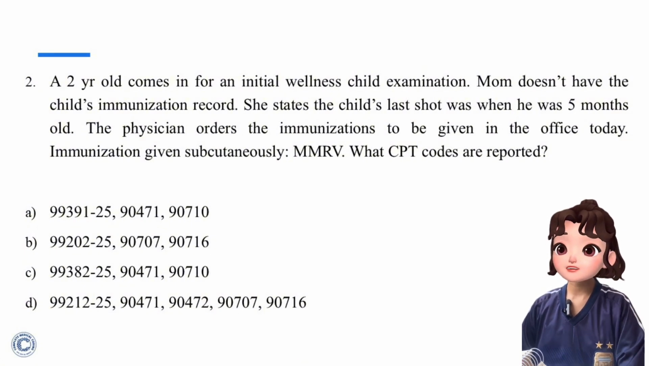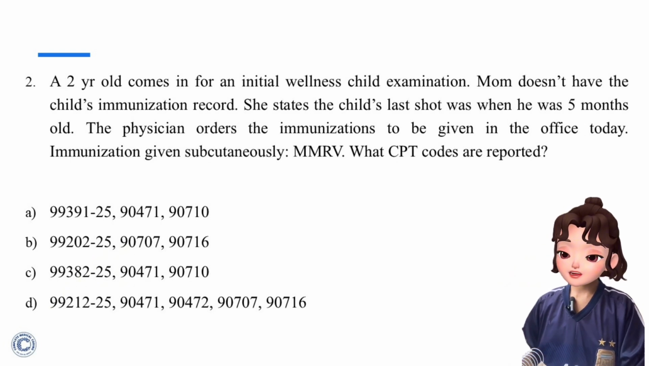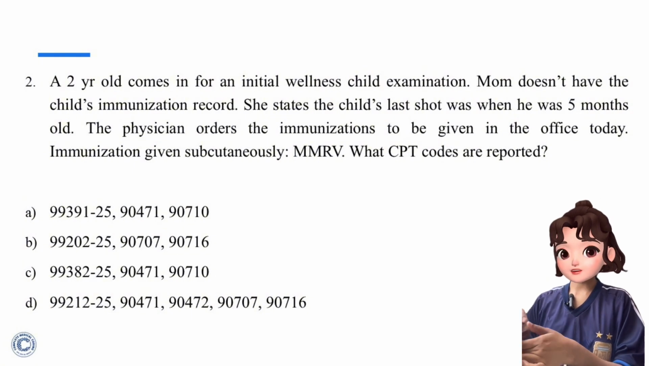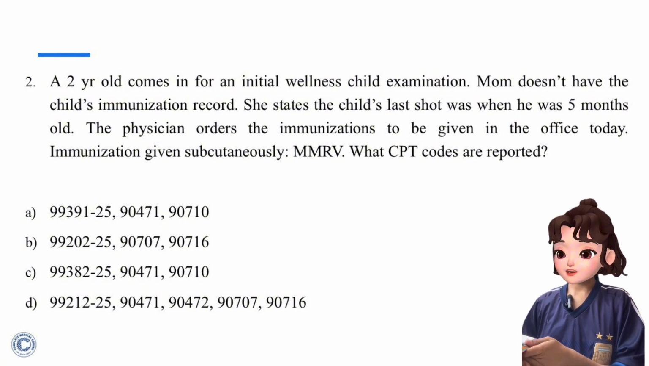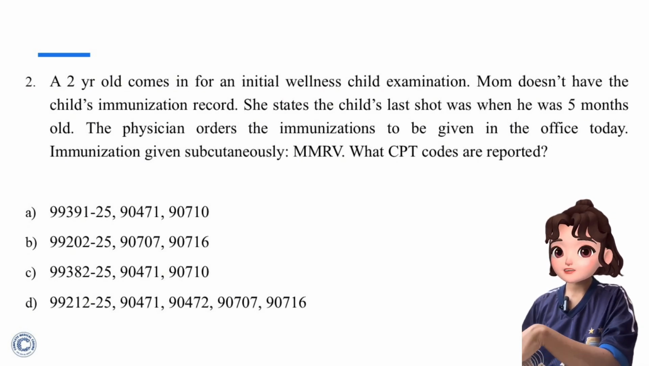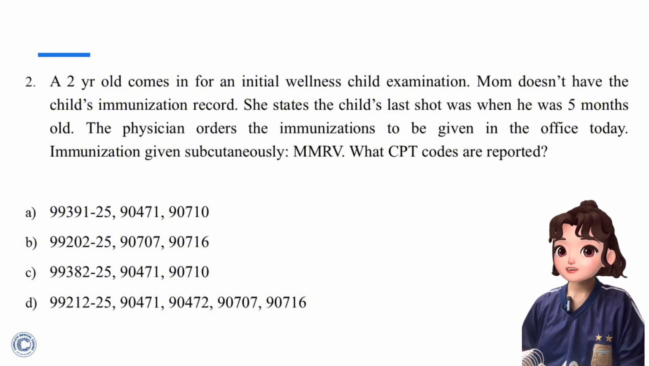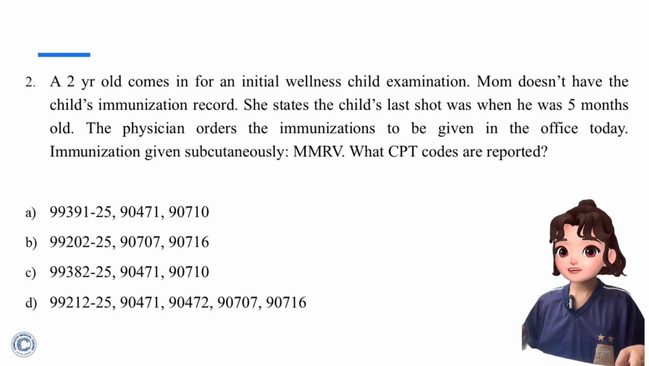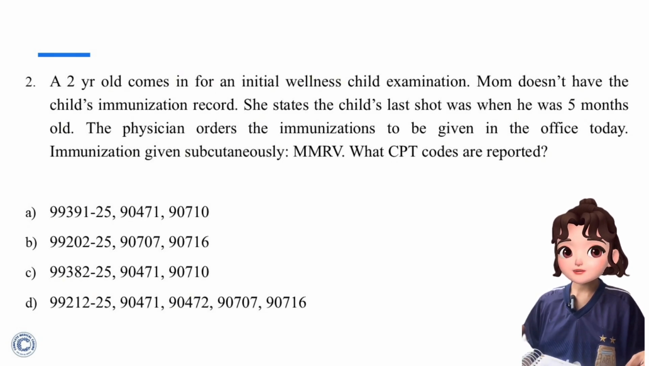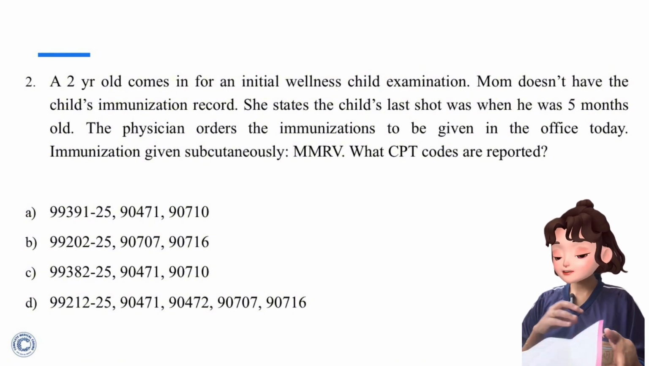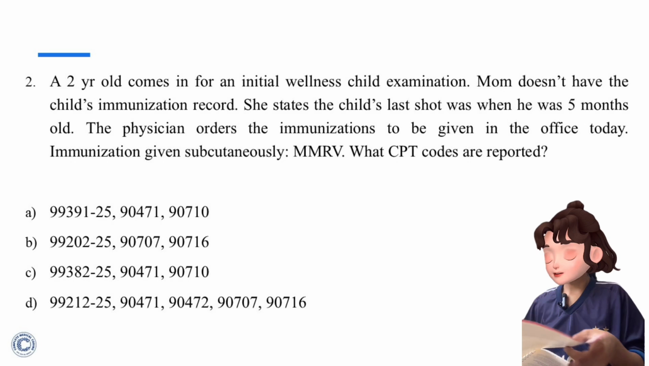You will get short forms for the immunizations like that, so you should know what exactly they are. MMR, and MMRV is MMR plus chickenpox. Varicella is chickenpox. MMR is the measles, mumps, rubella vaccine. So let's find out the answers. What is the first one? 99391. Here there is an office visit as well as the immunization given. So what is 99391? Let's find out.